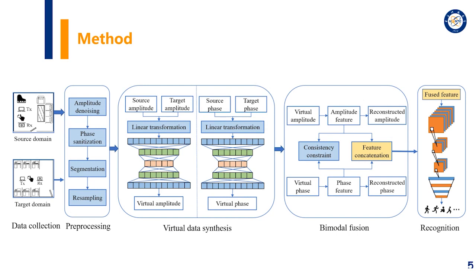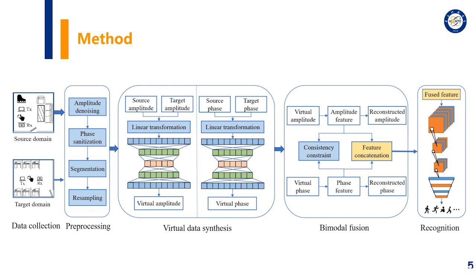Our method is composed of data collection, preprocessing, virtual data synthesis, bimodal fusion, and action recognition. The key components are virtual data synthesis and bimodal fusion. As there is only one sample per action in the target domain, the data synthesis component generates a large number of virtual samples for the target domain through linear transformation and synthesis autoencoder. The bimodal fusion component extracts the consistent features from the amplitude and the phase by cosine similarity via fusion autoencoder and concatenates the consistent features for the subsequent action classification.